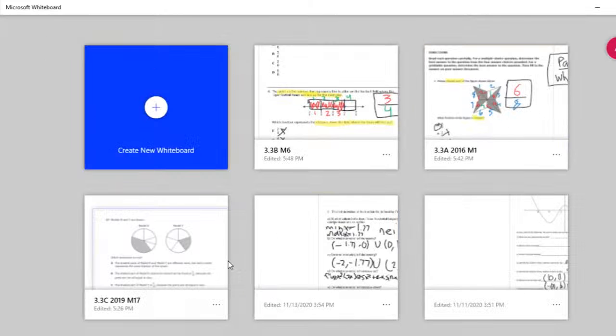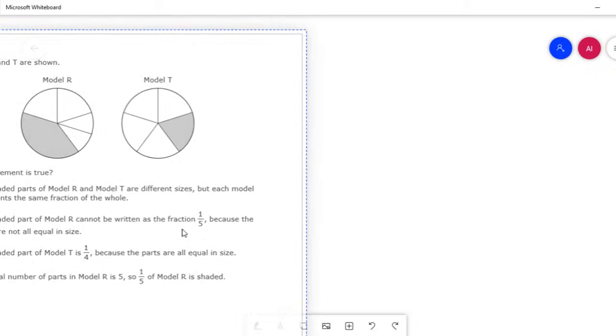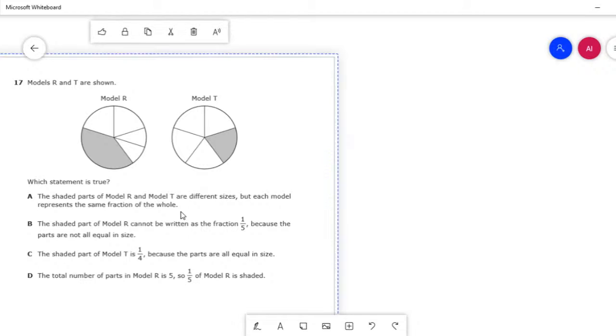last problem. And this one is from the 2019 Math Star, and it is problem number 17. And this is the TEKS 3.3c. So let's just start reading the problem. And it says, models R and T are shown. And it shows us 2 of these diagrams, which are just circles with parts of them shaded in. And it's asking which statement is true.